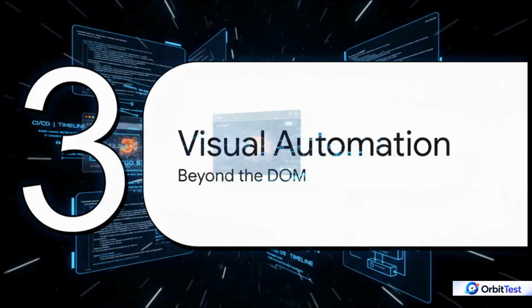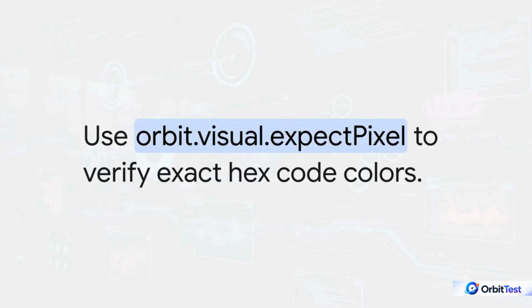Part 3. Visual automation beyond the DOM. We are finally solving the historic nightmare of automating apps where traditional HTML DOM selectors completely fail. If you've ever felt the pain of writing fragile locators for deeply nested UIs, you know exactly what I mean. With the new Orbit Vision capabilities, coordinate and pixel-based automation is now a first-class citizen.